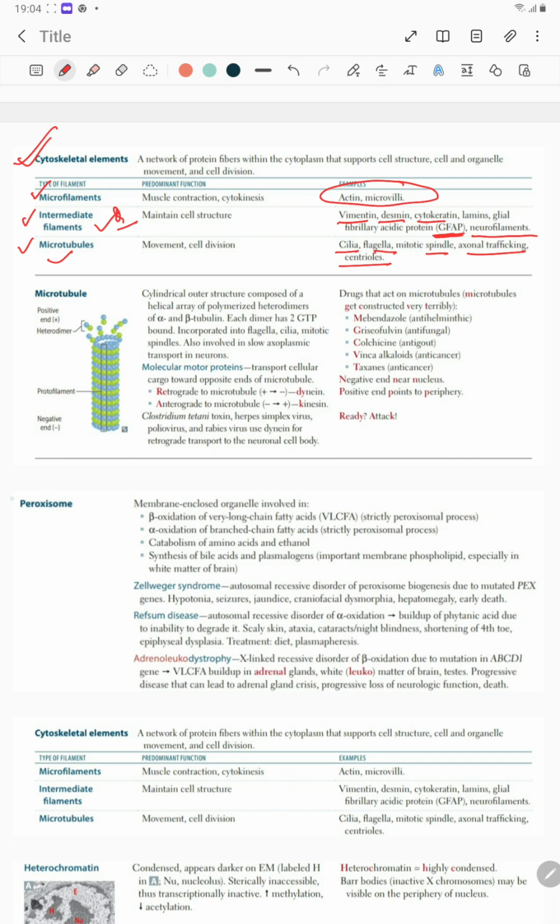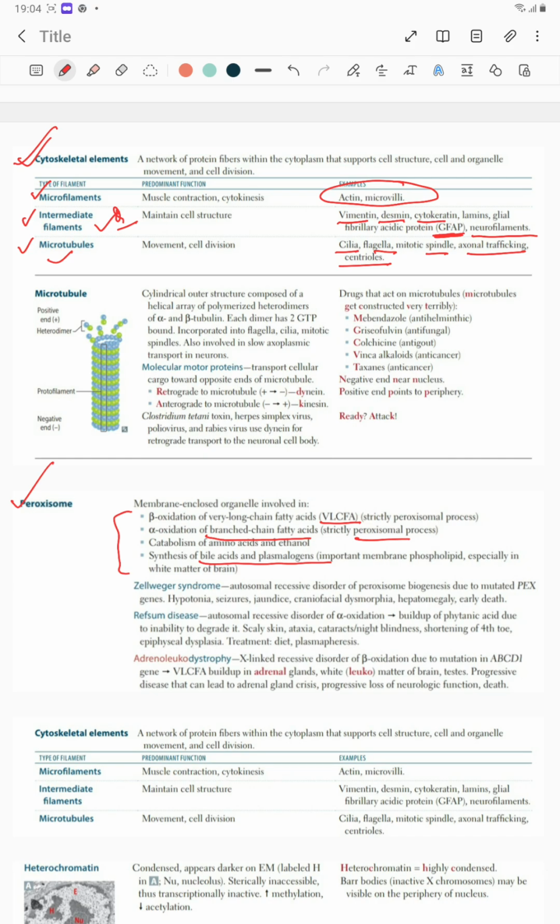One more question: peroxisomal defect. Peroxisomes are membrane enclosed organelles which are involved in processes like oxidation of very long chain fatty acids. Alpha oxidation of branch chain fatty acids is a purely peroxisomal process. Synthesis of bile acids and plasmalogens also occurs in peroxisomes.